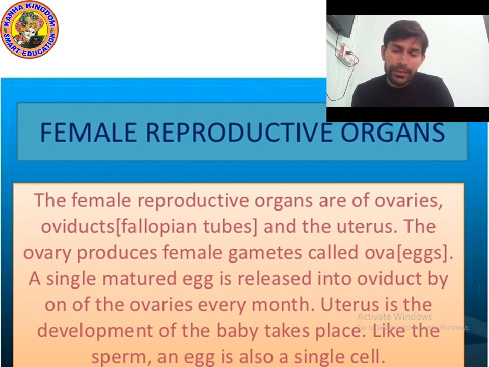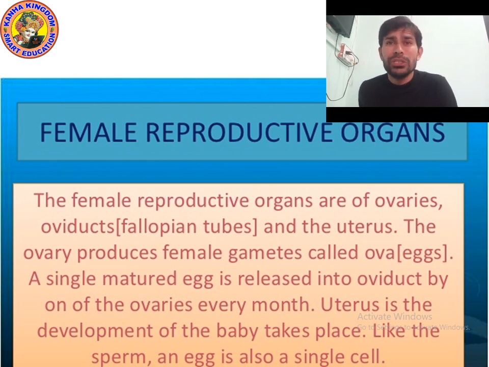The female reproductive organ produces the female cell, or you can say female gamete, ovum, or egg. There are three names. Which part of the female reproductive organ produces the egg? The ovary produces the egg, or you can say the ovary produces the female cell.